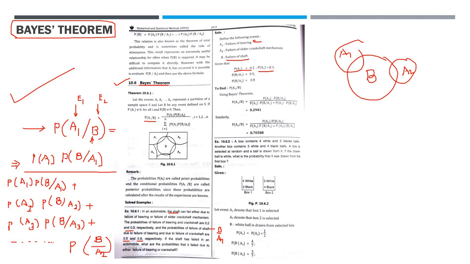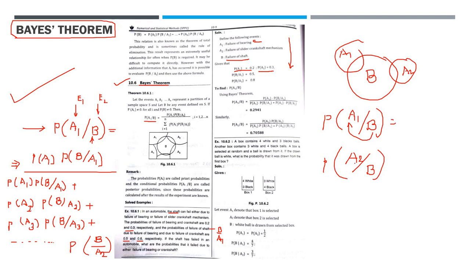So this given data we have to formulate first, and then we have to use the Bayes theorem. That is the simple one, and we can calculate that. Now what we have to find out is the probability that it failed due to either failure of bearing or crankshaft. So we have to find the probability of failure because of the bearing, given the failure of the shaft, and the failure of the shaft because of the second event.